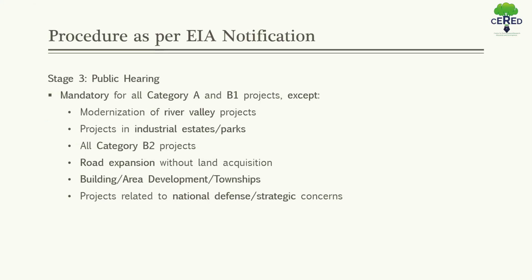Now again, the third stage of the EIA procedure is the public hearing. Public hearing is mandatory for all category A and category B1 projects. That means for category A and category B projects, EIA is required, and if EIA is done, then public hearing is mandatory. All category A and B1 projects shall undertake public consultation, except what? Except the modernization of river valley projects.